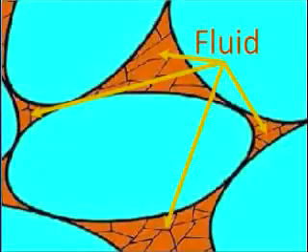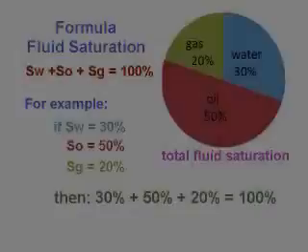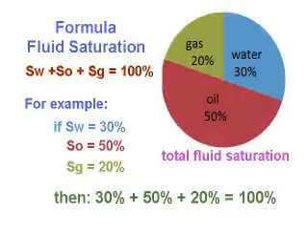If you took an actual measurement of some fluid from the reservoir, you might have a water saturation of 30%, an oil saturation of 50%, and a gas saturation of 20%. This is all within your total fluid saturation. Therefore, we can write SW + SO + SG = 30% + 50% + 20% = 100%.